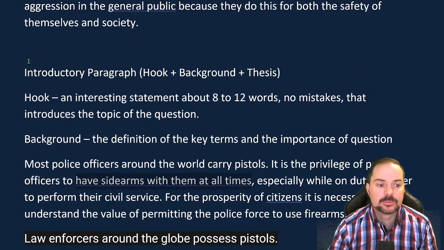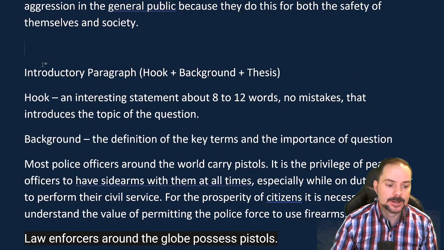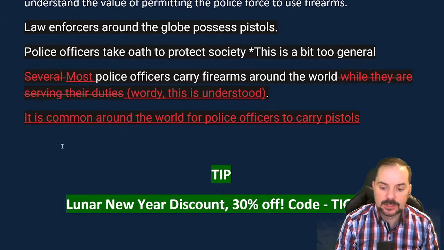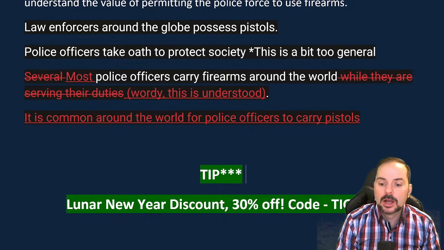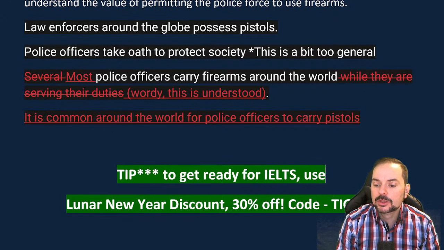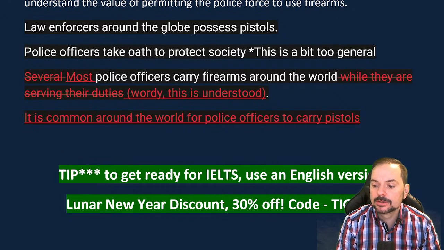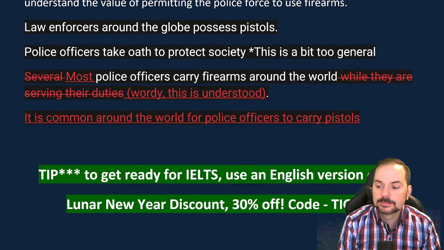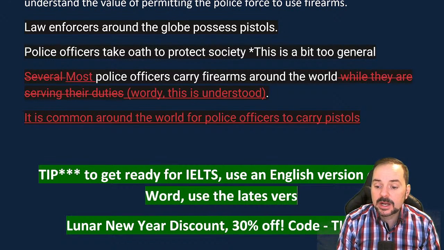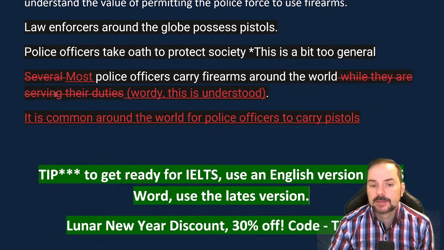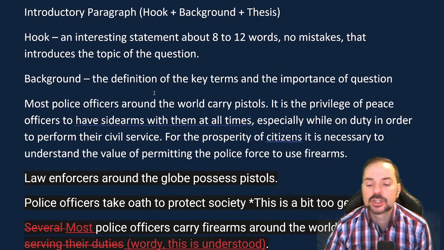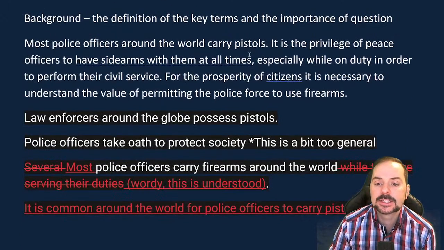This is just a little side tip while you're working on your background, okay? So tip, to get ready for IELTS, use an English version of Microsoft Word. Use the latest version. Because maybe I'm old school and I was using Microsoft Word 2010 for too long, but the latest version of Microsoft Word has this really neat feature.